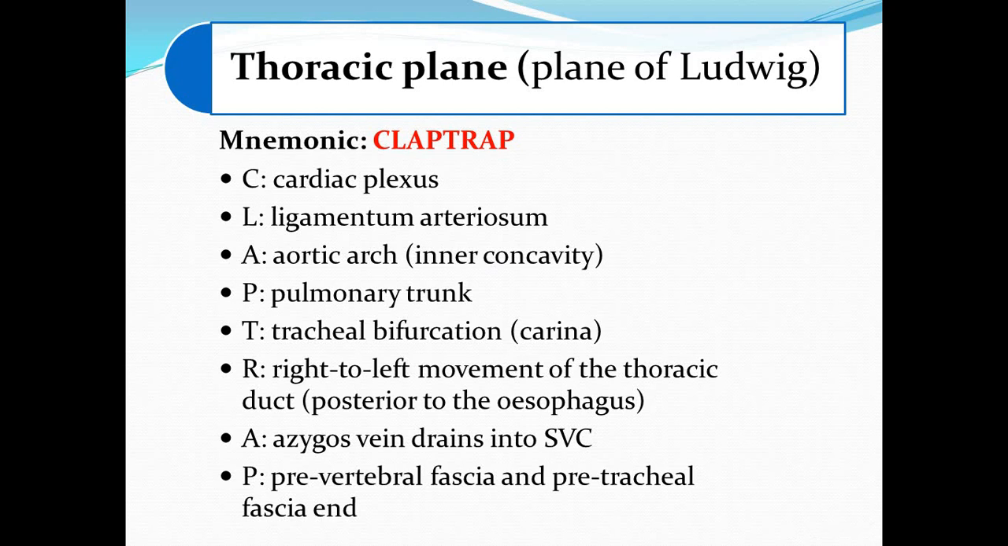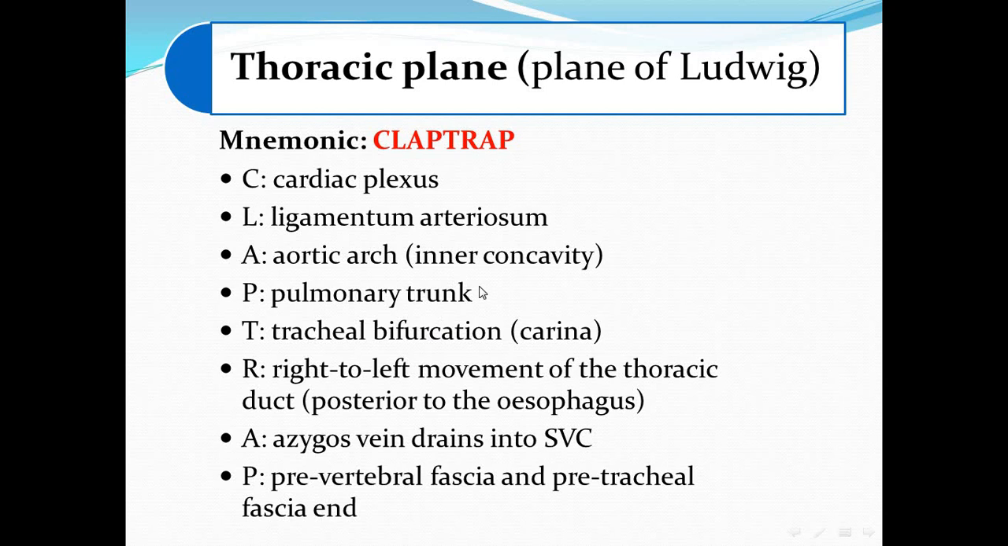The mnemonic is "Red Claptra". So the C is for the cardiac plexus. The cardiac plexus is a nerve plexus formed by branches from the sympathetic and parasympathetic nervous systems. And L for the ligamentum arteriosum. The ligamentum arteriosum is the remnant of the ductus arteriosus, which is the duct that is patent in the embryologic age. And then after birth, it occludes and forms this ligament, which is connecting the aortic arch to the left pulmonary artery. The A is for the aortic arch, particularly the inner concavity of the aortic arch.